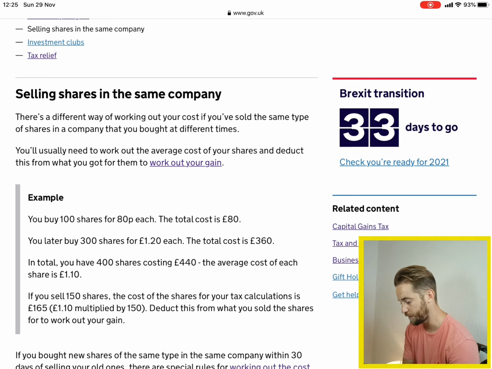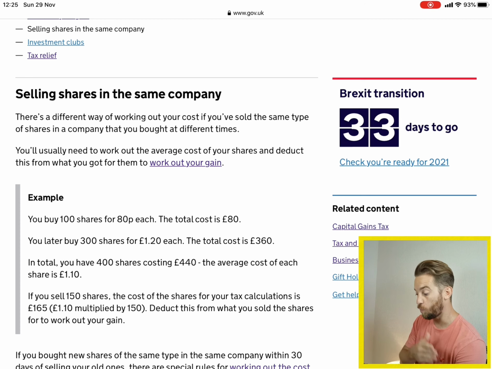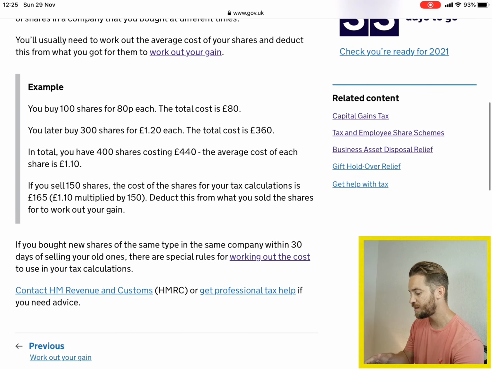If you've been averaging in, for example, you'll usually need to work out the average cost of your shares and deduct this from what you got for them to work out your gain. So that seems quite straightforward. The example as well, very, very easy. You bought 100 shares at 80 pence each. The total cost is £80. You later buy 300 shares at £1.20 each. The total cost is £360. In total, you have 400 shares costing £440. The average cost of each share is obviously £1.10.